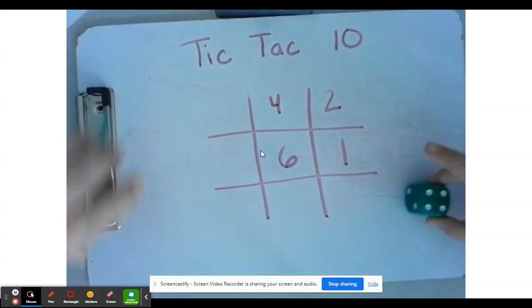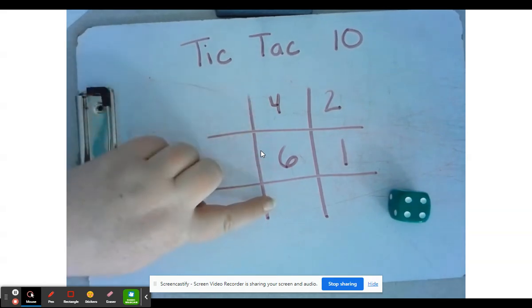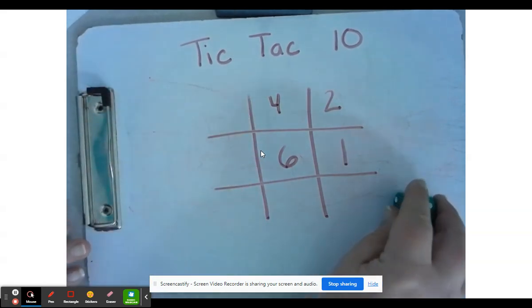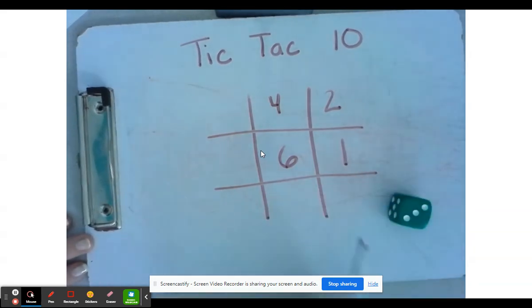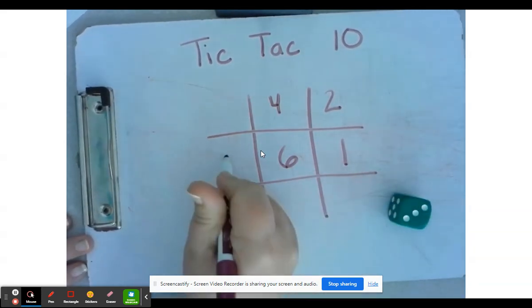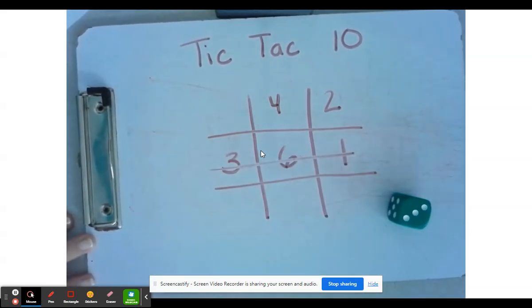Okay. So now 6 and 4 makes 10. But there's going to be extras down here. I didn't tell you you can't go over. Sorry. 3. Oh, I can do it. 6 plus 1 is 7. 8, 9, 10. Tic-tac-toe. 10 in a row.